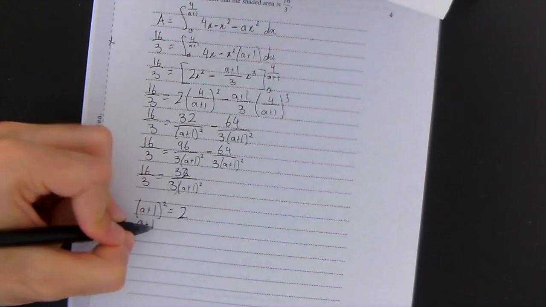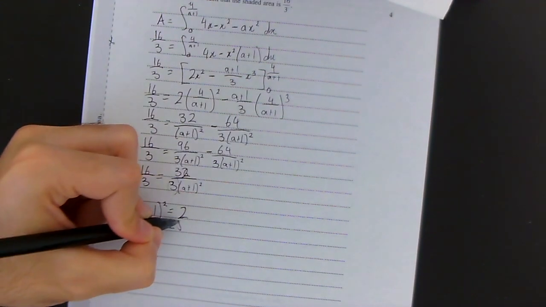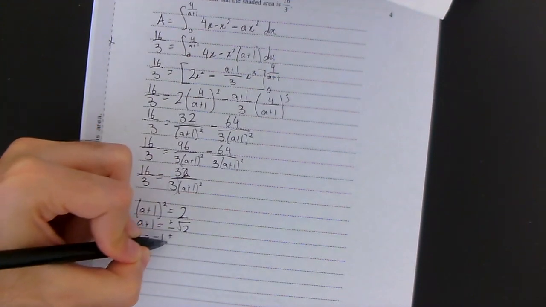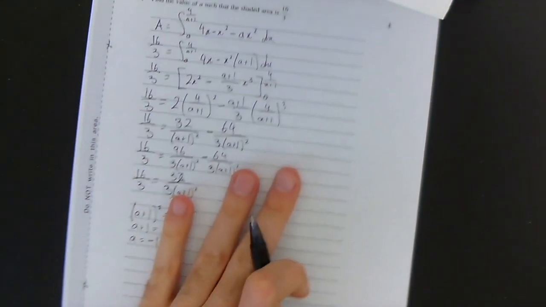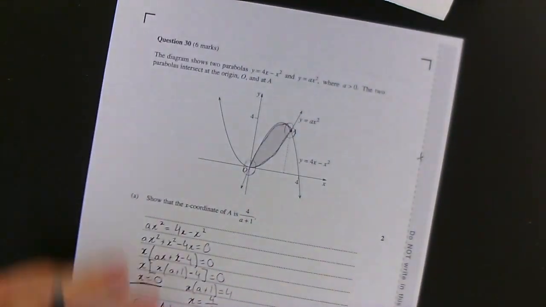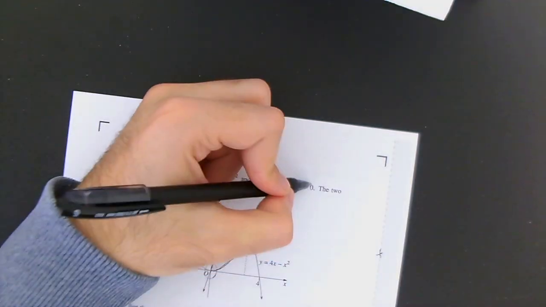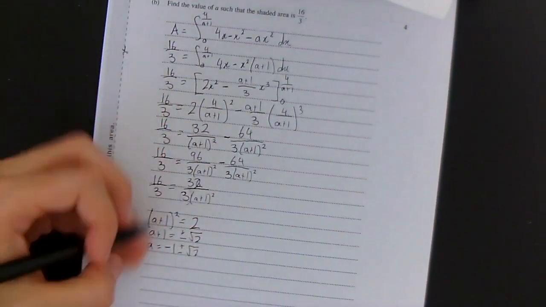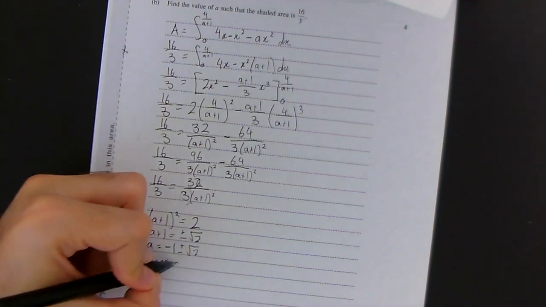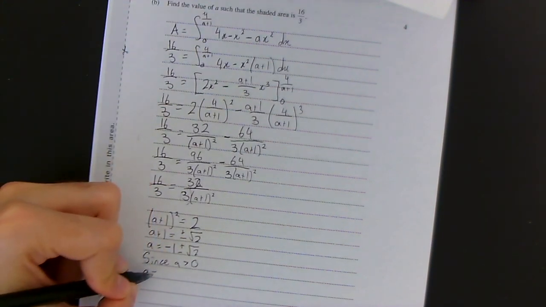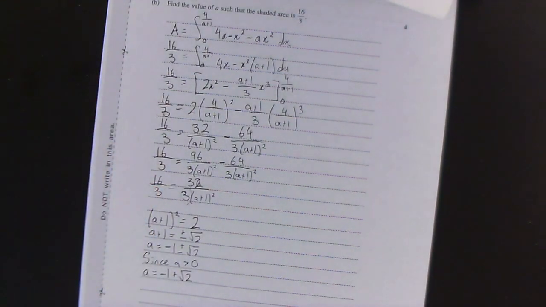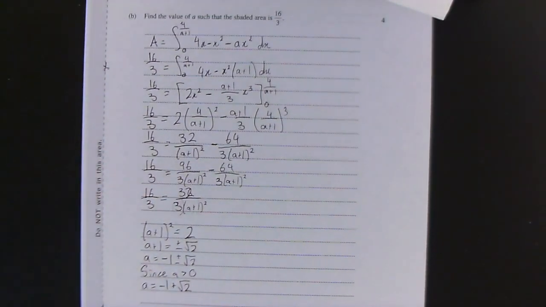That means a plus 1 is equal to plus or minus root 2, that means a is negative 1 plus or minus root 2. But if we observe the graph, and it even tells us as well that a is greater than 0, which means we can only accept the positive case. So since a is greater than 0, a is equal to negative 1 plus root 2. And that's our answer over there.